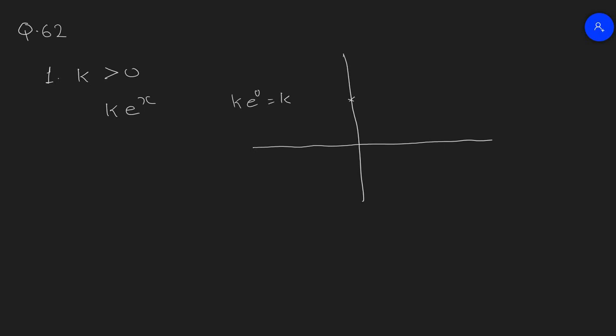So the first option says k is positive, k is greater than 0. So the function is k times e raised to x. If you draw the graph, since k is positive, at 0 it is k e raised to 0, that is equal to k. So it is an exponential function passing through k, and as x tends to infinity, it goes to infinity, and as x tends to negative infinity, it goes to 0. So the graph looks somewhat like this.